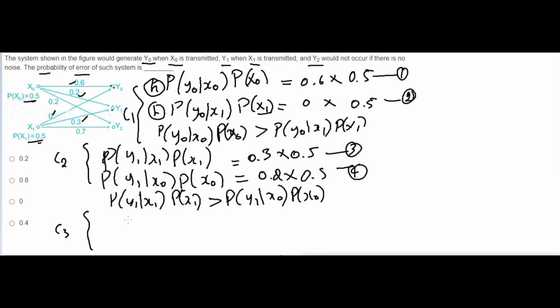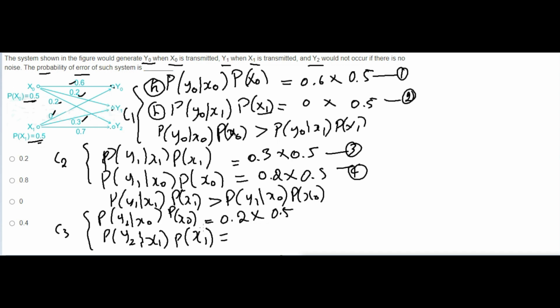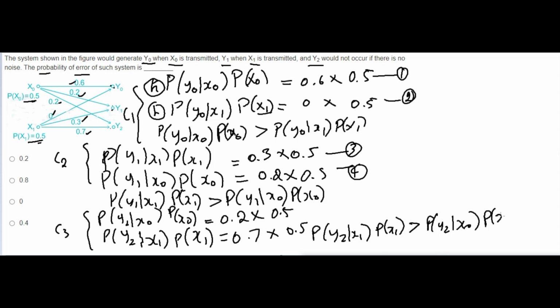Now we consider case 3. What does case 3 represent? P of y2 given x0 with respect to p of x0. Y2 with x0 is 0.2, because the line connecting y2 and x0 is 0.2. So 0.2 into p of x0, which we know is 0.5. Then we take p of y2 given x1 into p of x1. The line connecting y2 and x1 is 0.7, and p of x1 is 0.5. From these two, the conclusion is that p of y2 given x1 with p of x1 is greater than p of y2 given x0 with p of x0. Consider this one as A, this as B, and this as C.